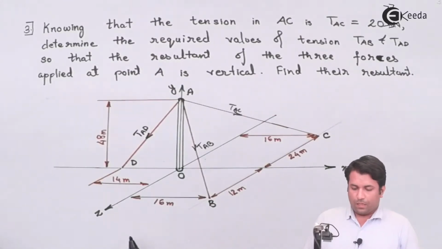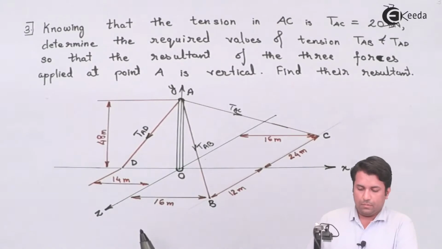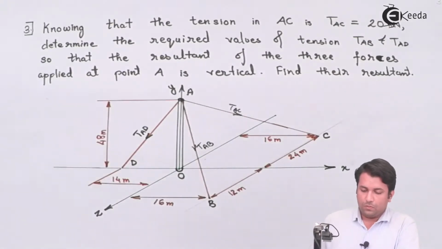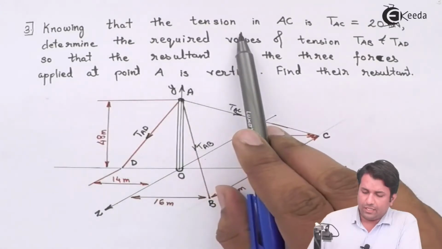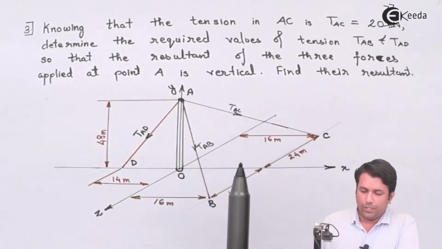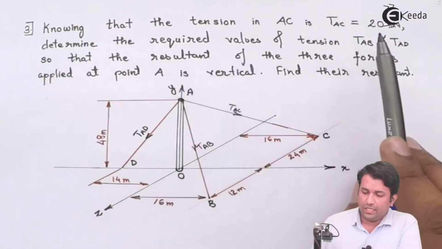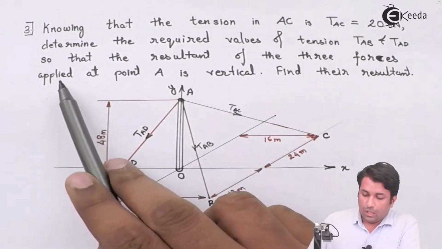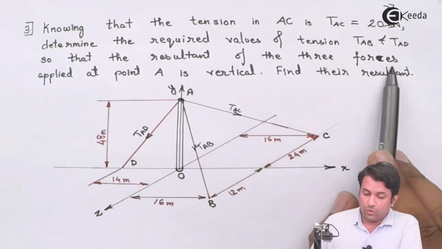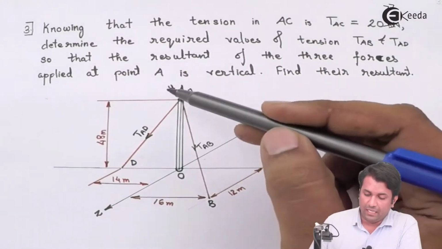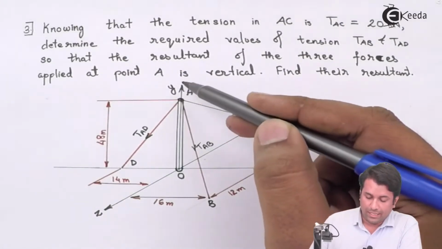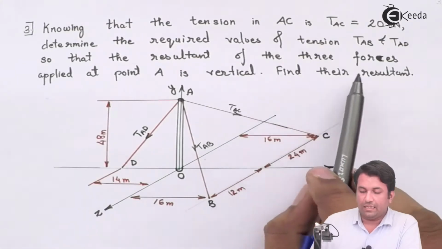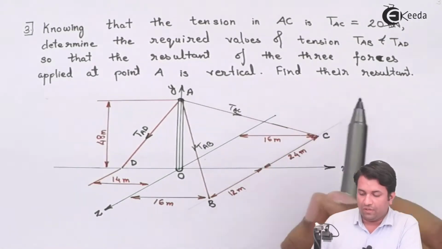In this example, again I'm having a concurrent force system, the point of concurrency being at this position, that is A. Now, I know the tension in AC is given to me as 20 kilonewtons. I have to find out the tension in AB and AD, that is along this string and this string, in such a way that the resultant of these three forces applied at point A is vertical. That means it has to act vertically, along the y axis, acting at point A. And I need to find the resultant as well, that is the magnitude of the resultant.